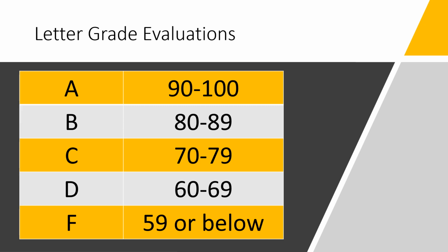At the end of the semester, I do tend to round. However, that is not going to be a given. So if you have an 89.5, I generally tend to round up to an A. However, depending on how the semester is going, that's up to my discretion. And these are the solid letter grade evaluations that I'll be using this semester.